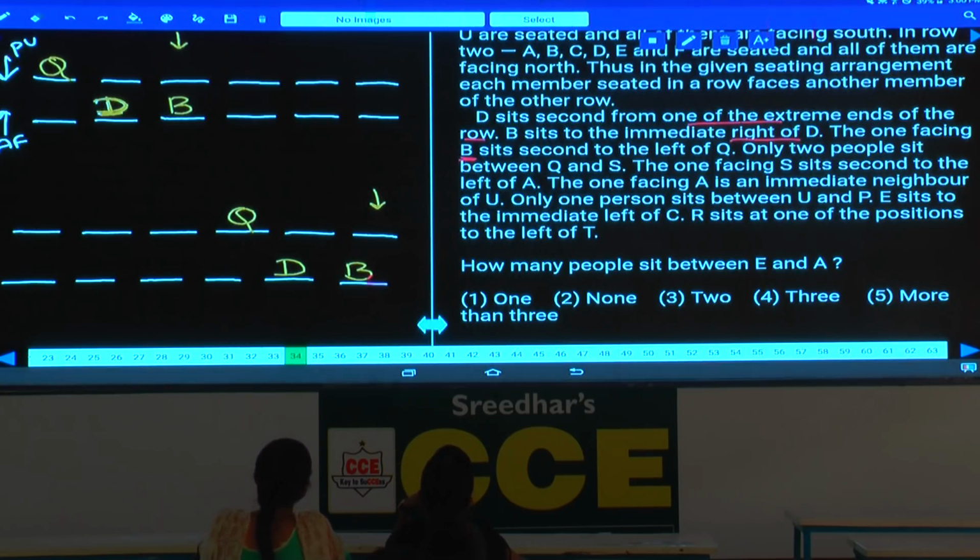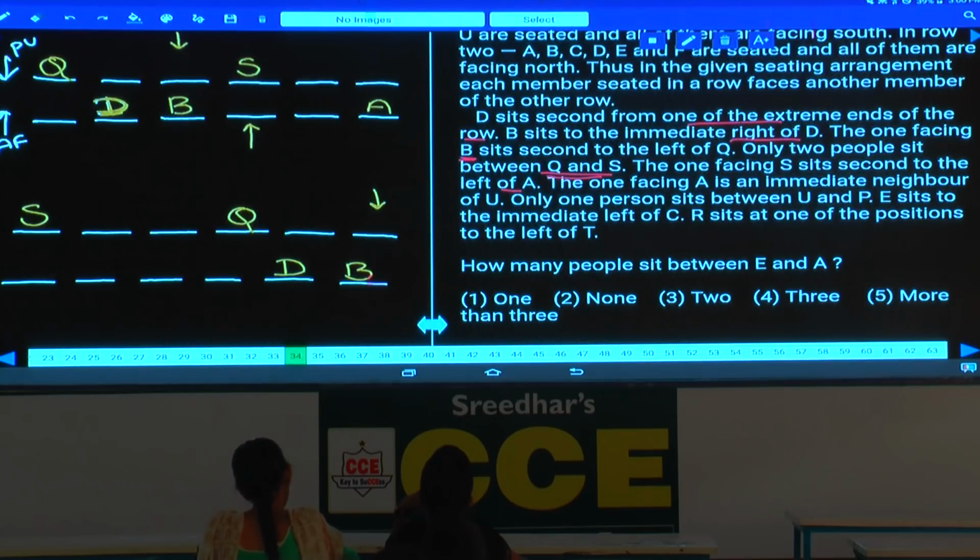Done with this? And only two people sit between Q and S. Between Q and S, how many persons are there? There are two persons. Between two persons, Q and S means S must be at this end. The one facing S sits second to the left of A. Now the one facing S means here we are talking about this person. This person is seated second to the left of A, hence A must be at this end.